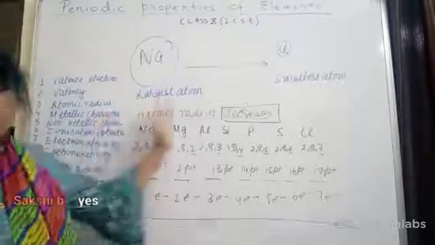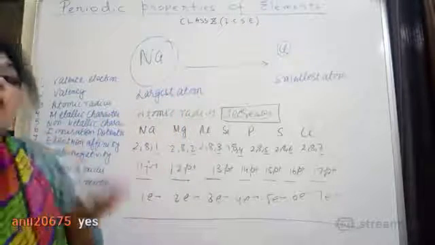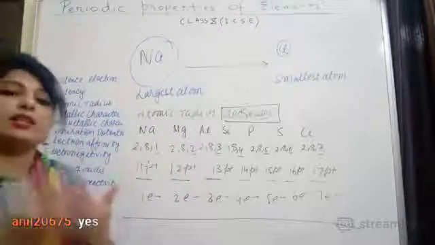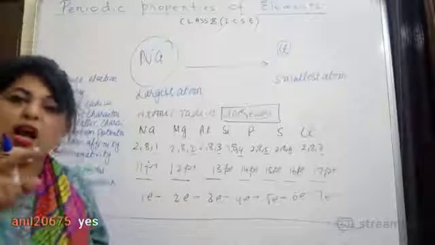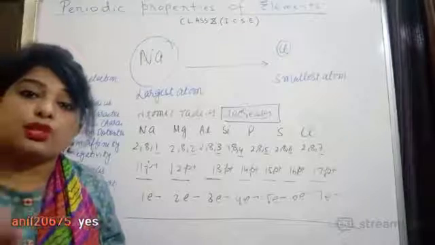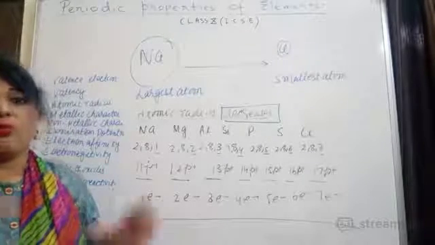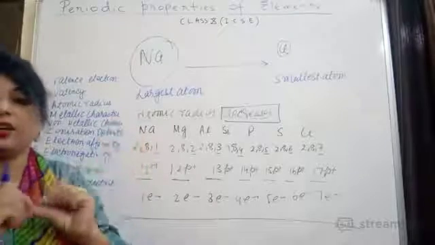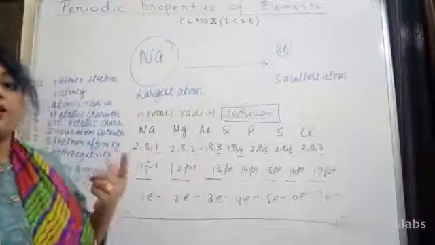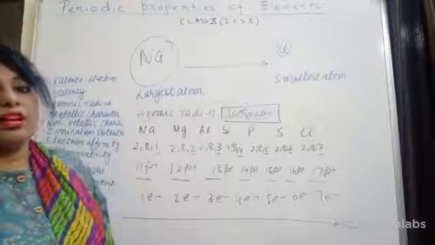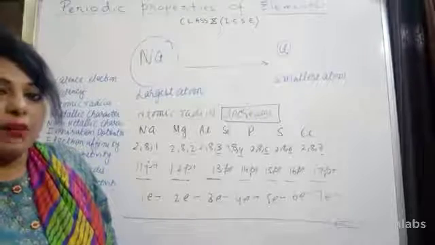But in case of a period, which factor is responsible? In case of a period, nuclear charge is responsible. Nuclear charge is inversely proportional to the atomic radius. If nuclear charge is more, the atomic radius decreases. But if the number of shells increases, it will result in an increase in atomic radius.